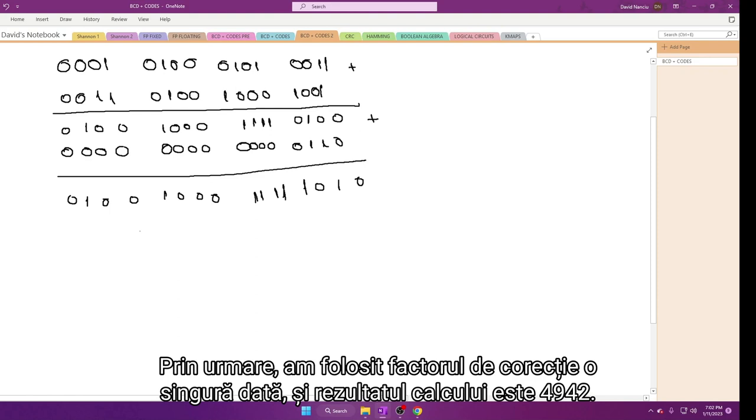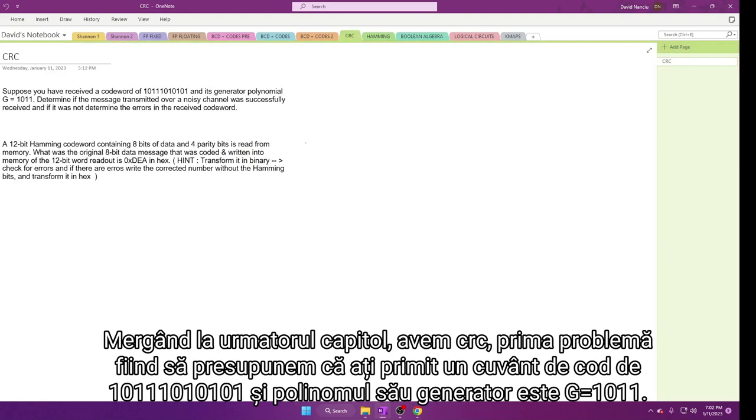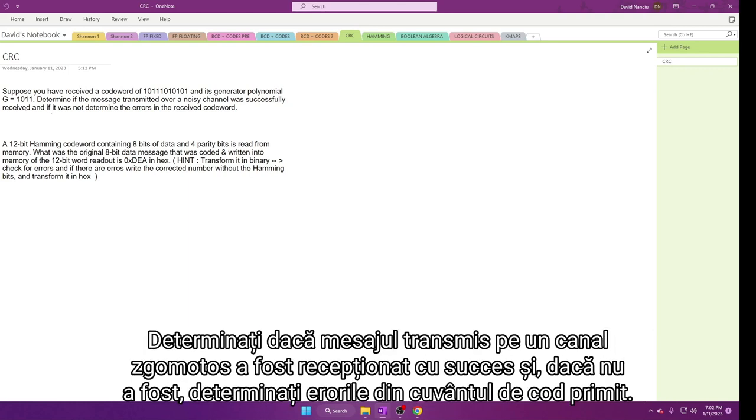Therefore, we have used the correction factor only once, and the result of the addition is 4942. Going next to the next chapter, we have CRC, with the first problem being: suppose you have received this code word and its generator polynomial G being 1011. Determine if the message transmitted over a noisy channel was successfully received, and if it was not, determine the errors in the received code word.